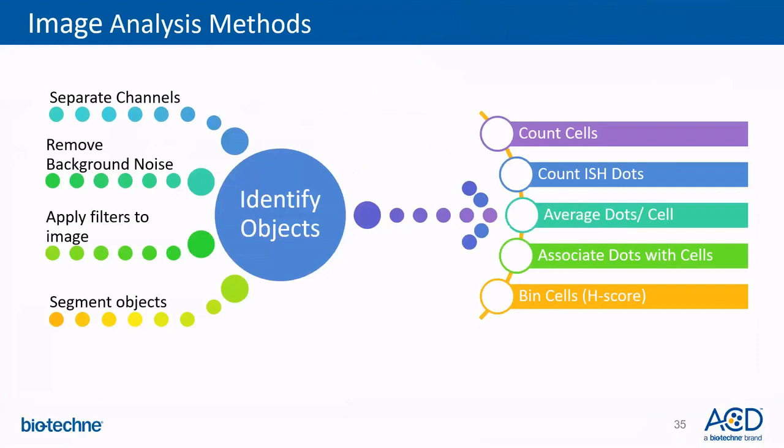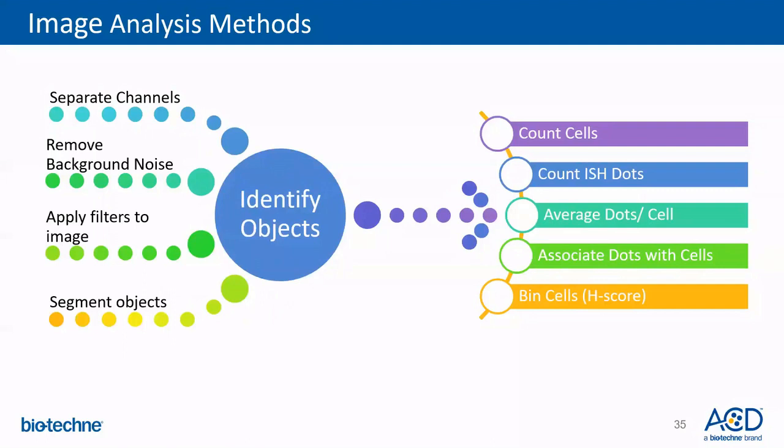There are many different types of software available to you to analyze your data. No matter which software or approach you decide to take, the first goal is always to identify the objects in a given image. In our case, this will always be the nuclei or the ish dots. To identify objects, a number of modifications will be made to the original image. This includes separation of channels if the image is chromogenic, removal of background noise, the application of appropriate image processing filters, and the application of segmentation algorithms.